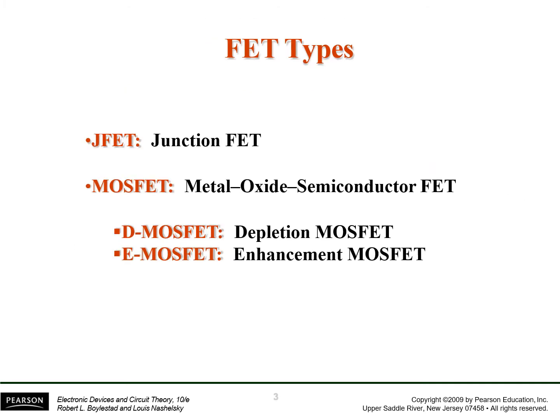The FETs have two major types, the JFETs and the MOSFETs. JFETs are the junction FETs, and MOSFETs are metal oxide semiconductor FETs. And there are two further types of MOSFETs, the D MOSFET or the depletion MOSFET, and the E MOSFET or the enhancement MOSFET.